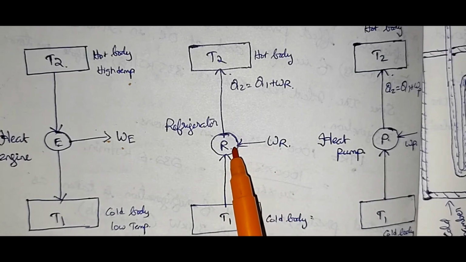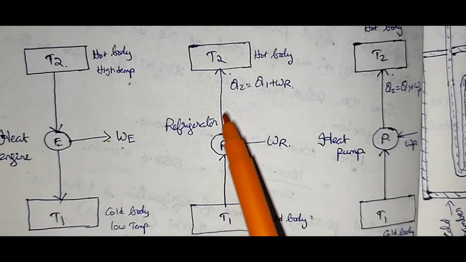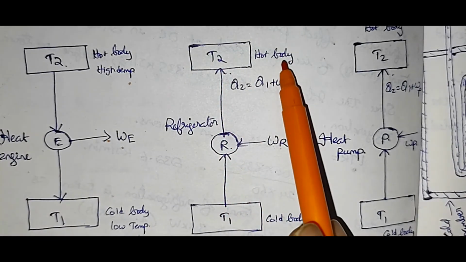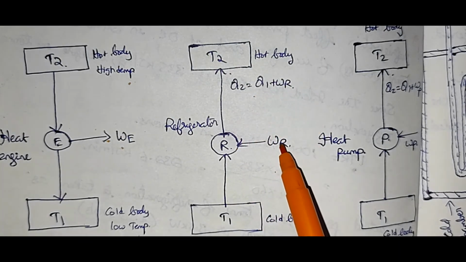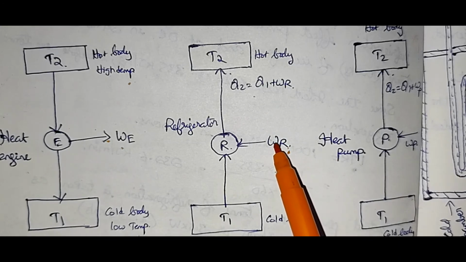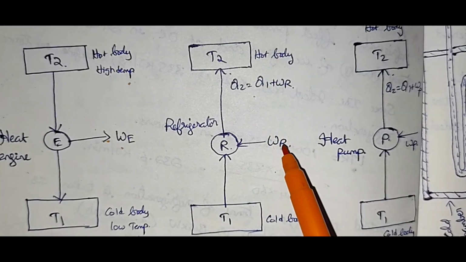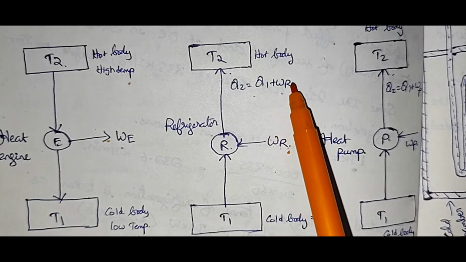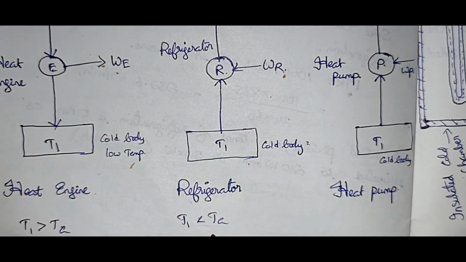See the direction of the arrow. Input is given to the refrigerator. The arrow is moving in this direction from the cold body, and it is moving to the T2 hot body. So how can we write here? Q2 is equal to Q1 plus WR, where WR is the input given to the refrigerator. So this is the refrigerator, and here we write T1 is less than T2.